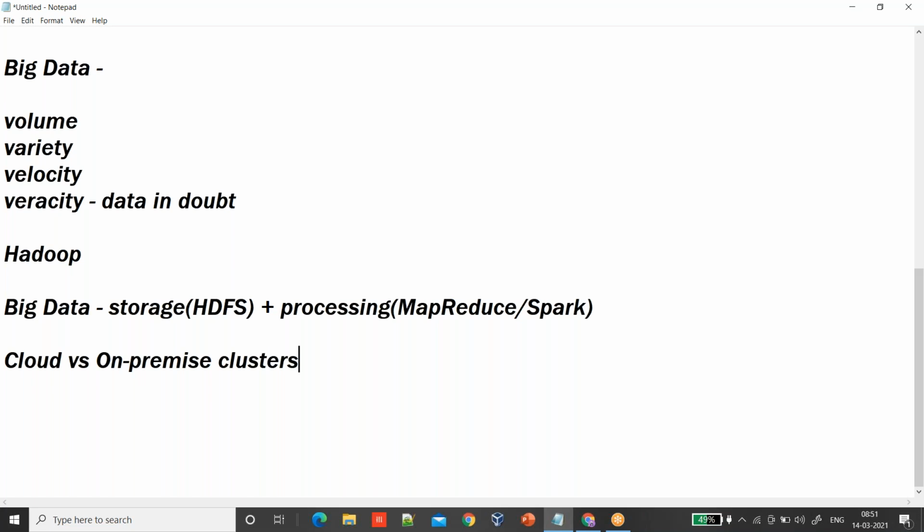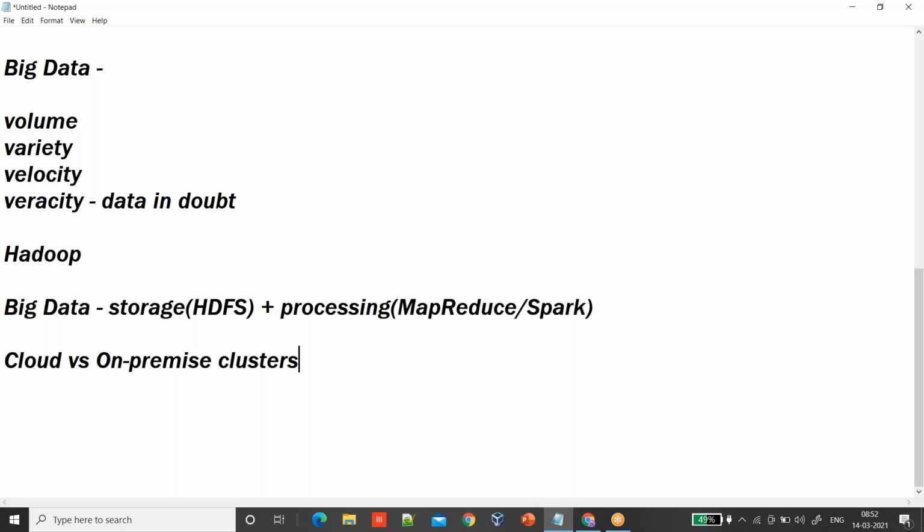And then your team maintenance cost, everything will be cut down. So that's the beauty of using cloud. That is the reason most of the industry today is moving towards cloud. Not just in the big data space, guys, even in other tools or other technologies, they are moving towards cloud.